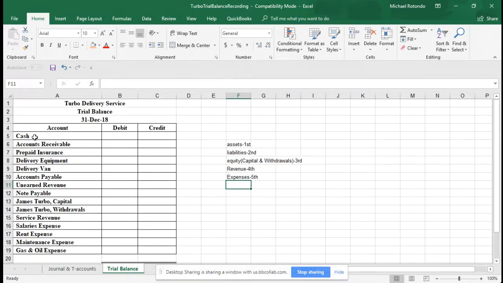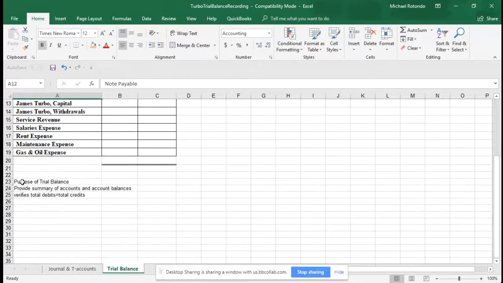And normally things are done short-term to long-term. So for example, cash, accounts receivable, prepaid insurance, these are shorter-term assets. The delivery equipment and delivery van, they're longer-term. And we'll learn more about that in subsequent chapters. Same with liabilities. You'll find accounts payable and unearned revenue to be short-term, where the note may be long.